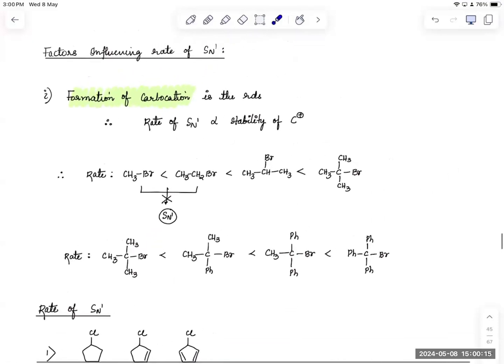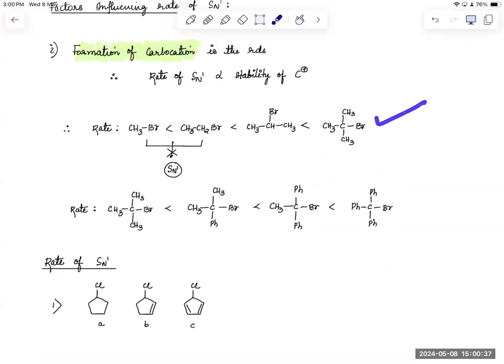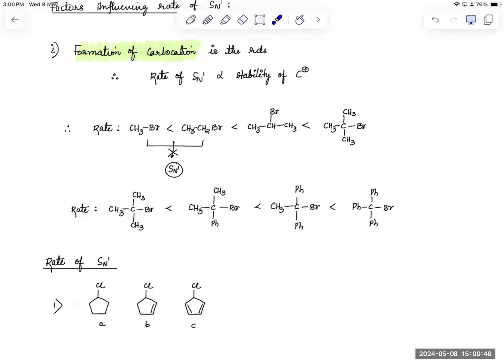Okay. Now, see what are the factors that are influencing SN1. First one is the formation of carbocation. So I can say that the rate of SN1 is directly proportional to the stability of carbocation. So you can see this is methyl, 1 degree, 2 degree, and 3 degree. And definitely 3 degree carbocation will be more stable than all others. Next, here there are 3 methyls, here 2 methyls and 1 phenyl, 2 phenyls and 1 methyl, and 3 phenyls. So the 3 phenyls carbocation is highly stable. That is how carbocation stability will be.